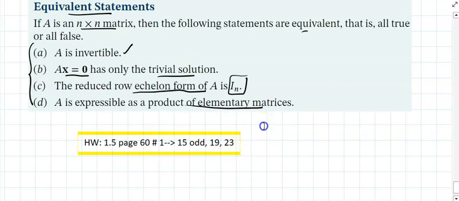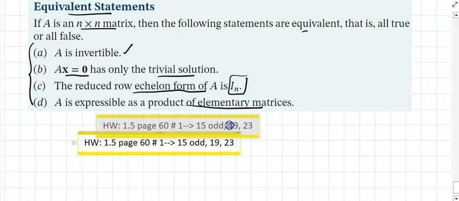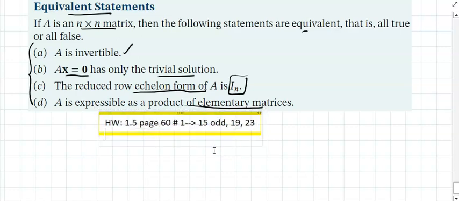Your homework is not as long as the problems I did. It turned out all the even problems are long and complex. All the odd are more straightforward. So there's the homework, and that concludes this section.